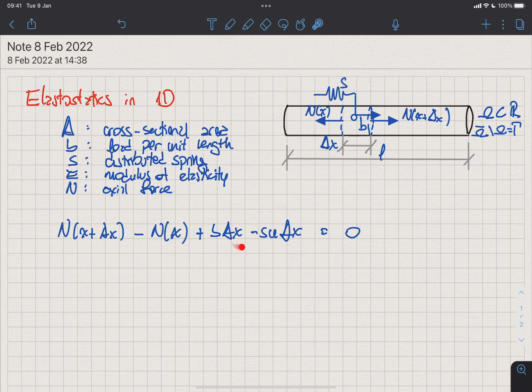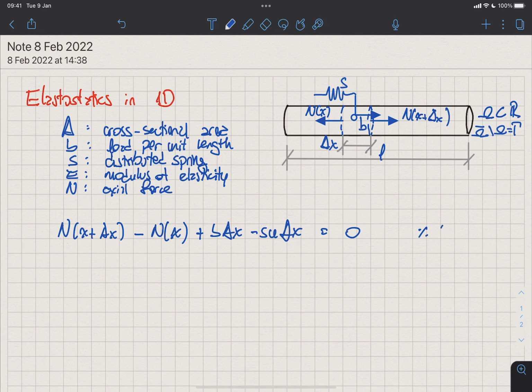And then the other one, as I said, is this spring that is preventing the bar from moving in the positive direction, so it is actually exerting a force opposite to it. What's the S u delta x, the final term of the equation? S is the constant of the spring, and u is the displacement of that. And delta x is basically the length of the entire infinitesimal element.